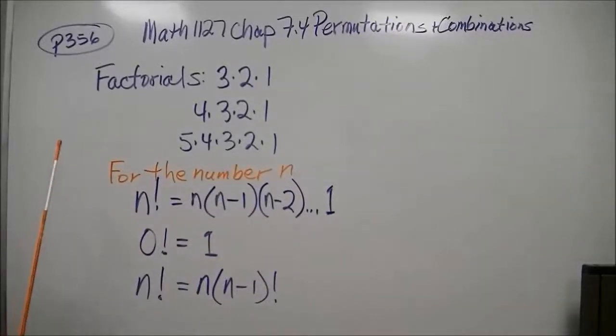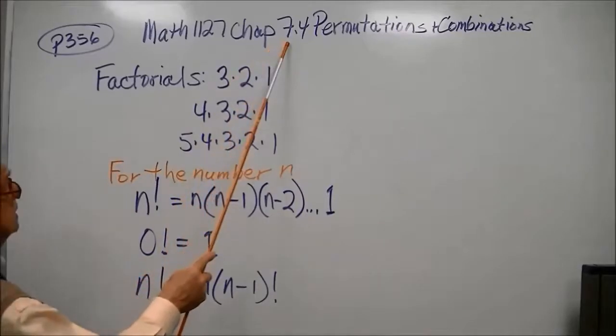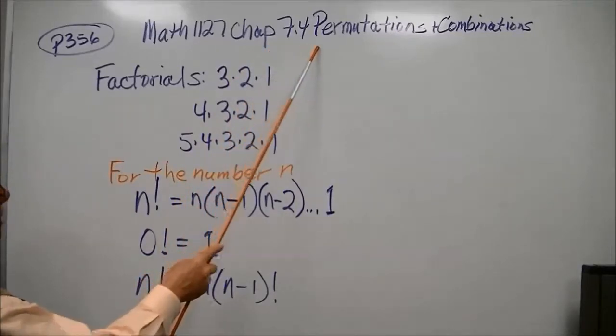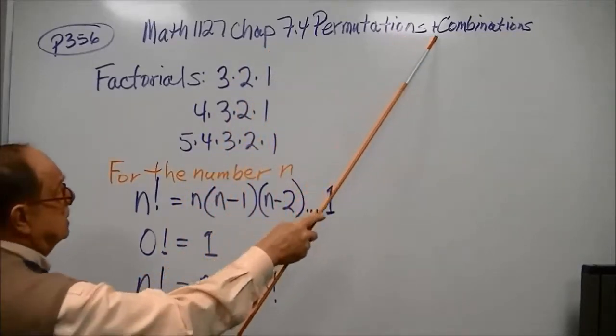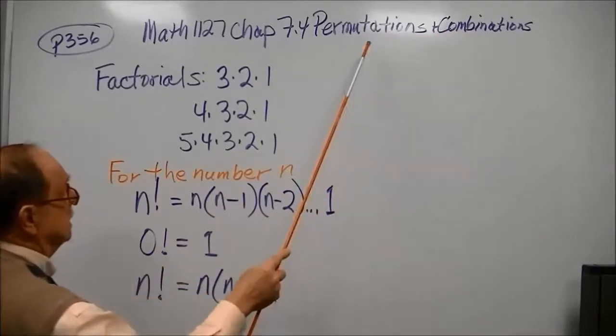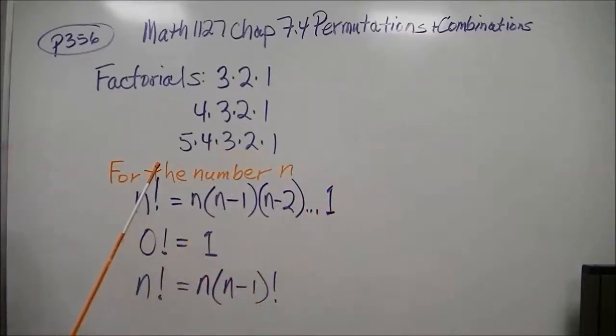We're going on now to Chapter 7, Section 4, Permutations and Combinations. I think these are going to be fun, and of course you'll need a calculator because some of these get quite tedious.